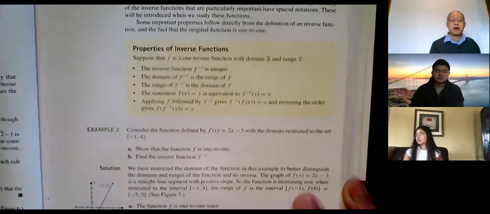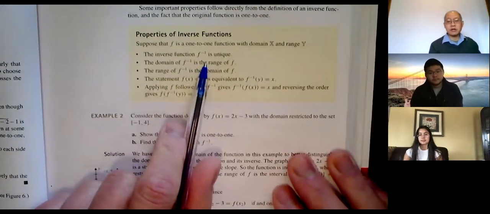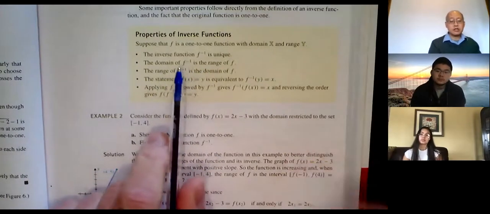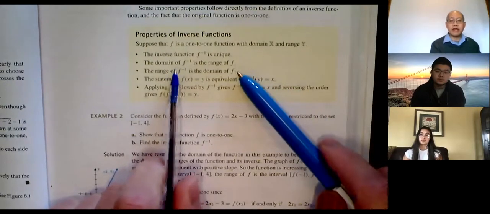Some properties of inverse functions. This is on page 115. The inverse function is unique. That means there's only going to be one. Now, what's going to happen for inverse functions is you switch around the x and the y. So the domain of one function becomes the range of the other.